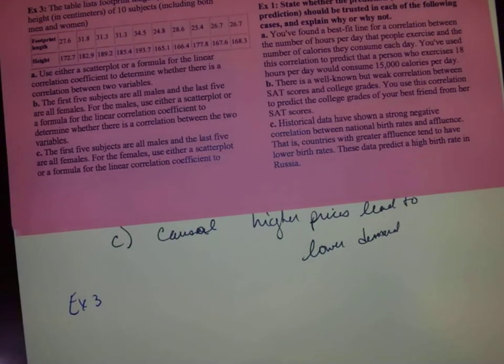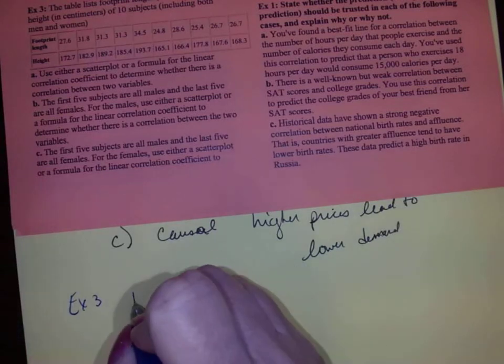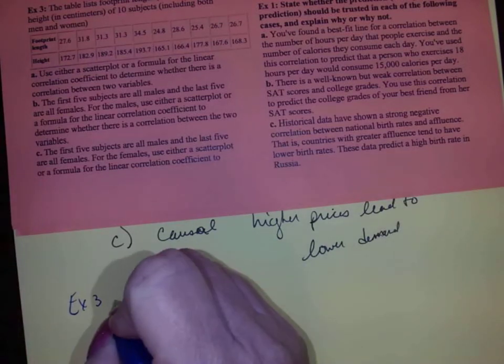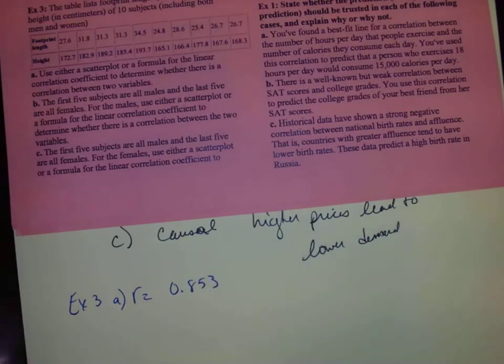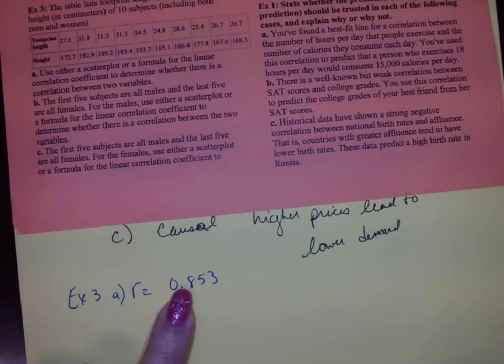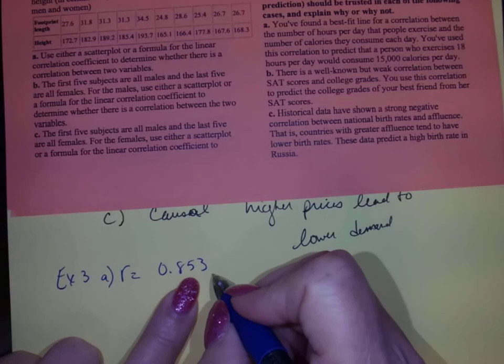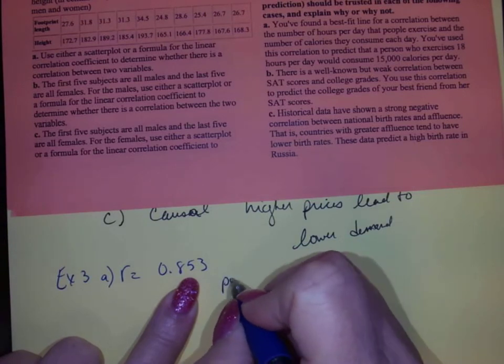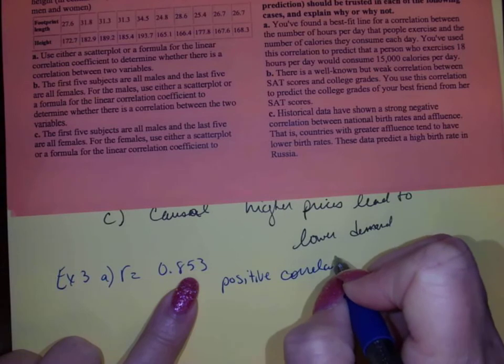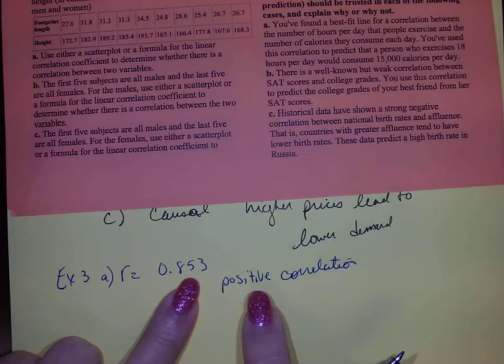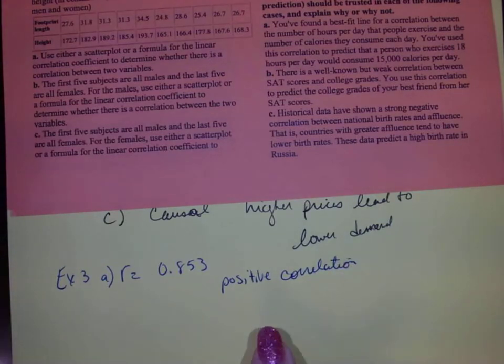If I'm looking at that, the R factor for part A will become 0.853. And if it's at 0.853, then that means there's going to be a positive correlation. We could even say it's a positive strong correlation because it is at 0.8. So I would consider that to be a strong one.